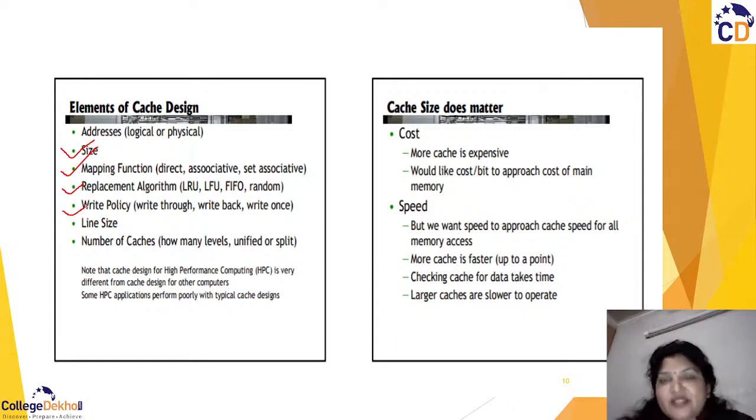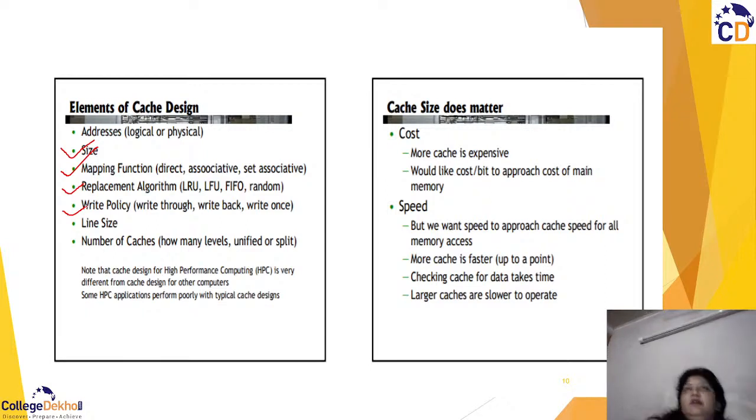More cache is expensive, because when you have something efficient and fast, it would be expensive also. We would like the cost to approach the cost of main memory, right? Speed, yes. Because you are paying something, you may get efficient results, so obviously the speed would be faster, and we want the speed to approach cache speed for all memory access. More cache is faster, yes, obviously. Checking cache for data takes time. Yes, larger caches are slower to operate.